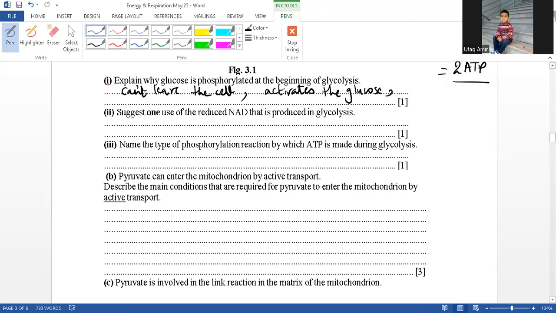Glucose is made more reactive because of the addition of phosphate. Then it cannot leave the cell. Its shape is changed. Phosphate activates glucose. Its energy level is increased. All these can be the answers. You just had to write one.